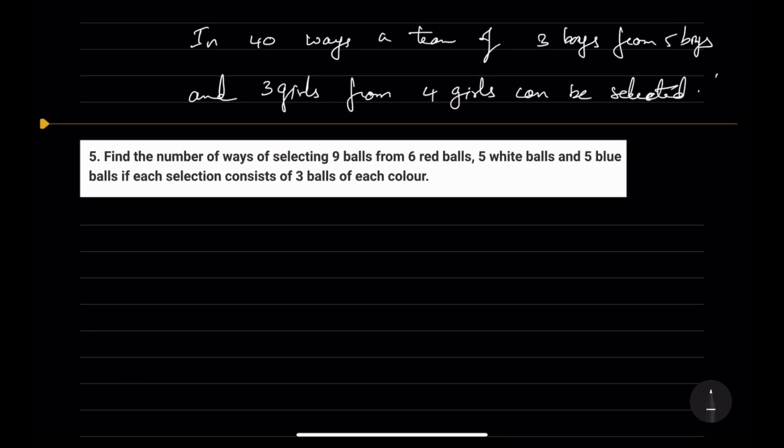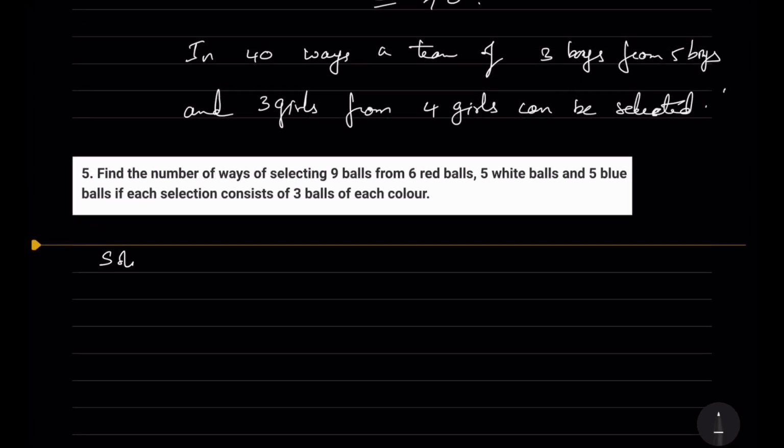So now here, find the number of ways of selecting 9 balls from 6 red balls, 5 white balls and 5 blue balls if each selection consists of 3 balls of each color. So now here we have to select how many balls totally? We have to select 9 balls. In what way can we select these? We'll just see.